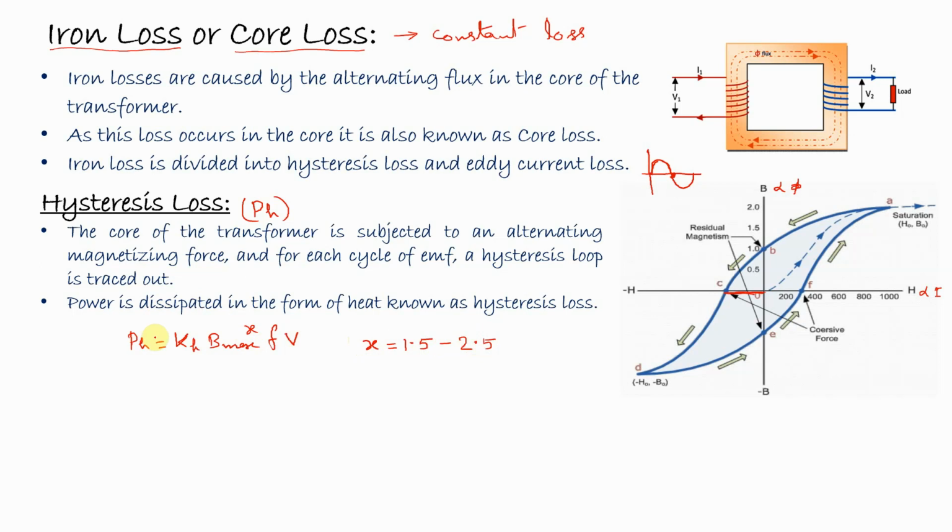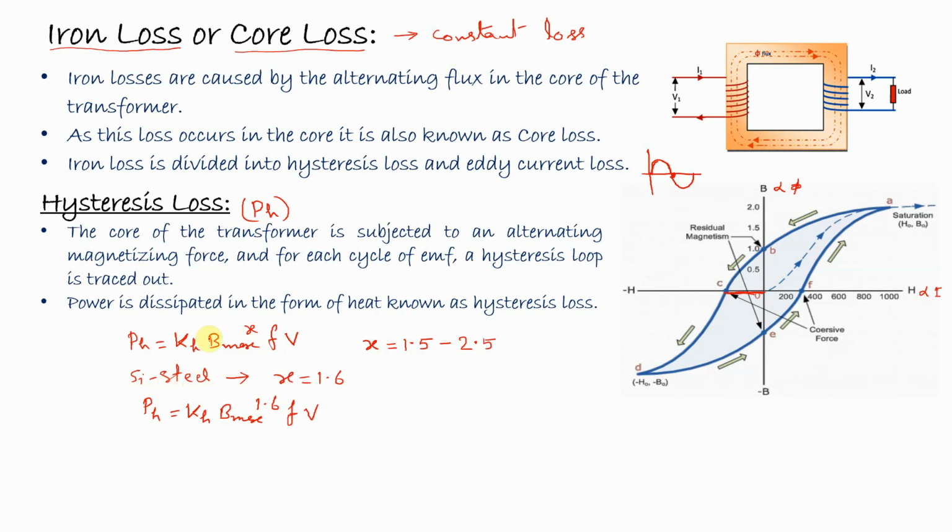Normally for transformers, silicon steel is used. Silicon steel is used to develop the core of the transformer, and for silicon steel, the value of x is equal to 1.6. And it can be seen that for this material, the hysteresis loss will be optimum. Therefore, the hysteresis loss can also be represented by the formula Kh Bmax to the power 1.6 into F into V, because silicon steel is the most common material that is used to develop the core of the transformer.